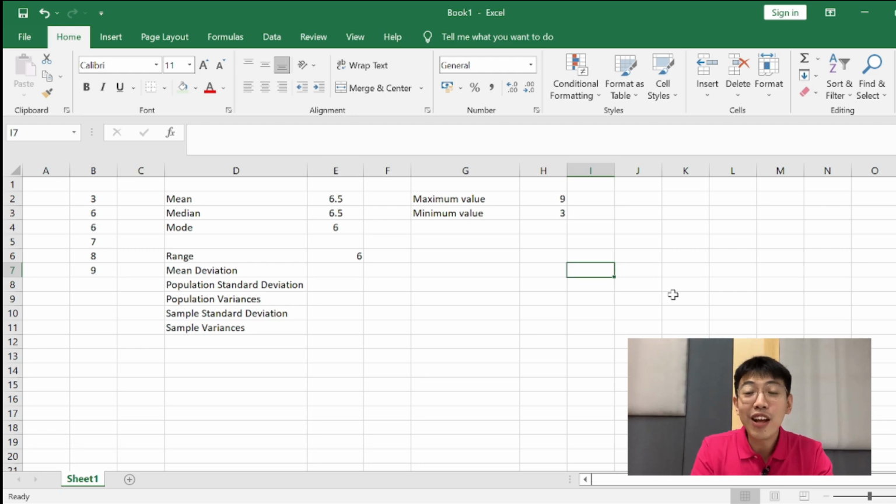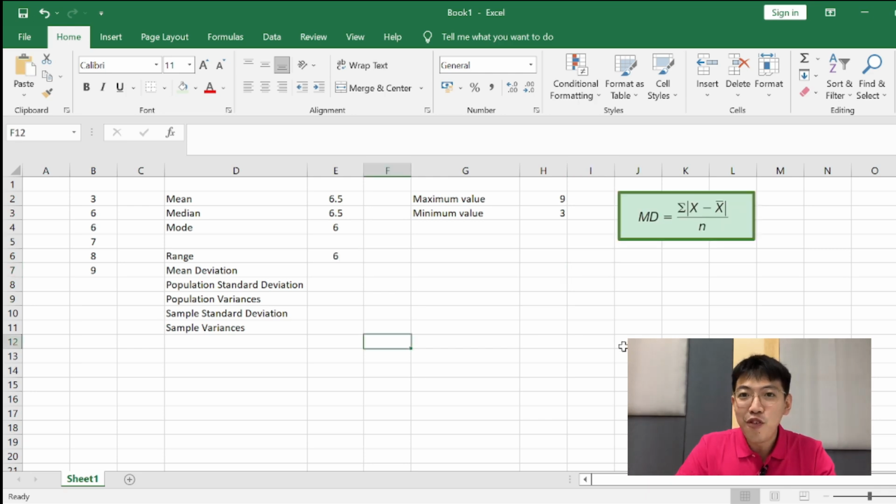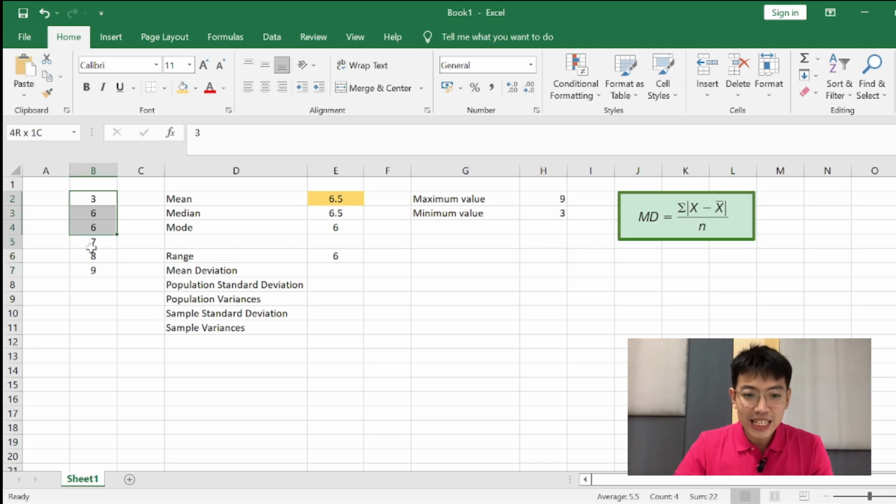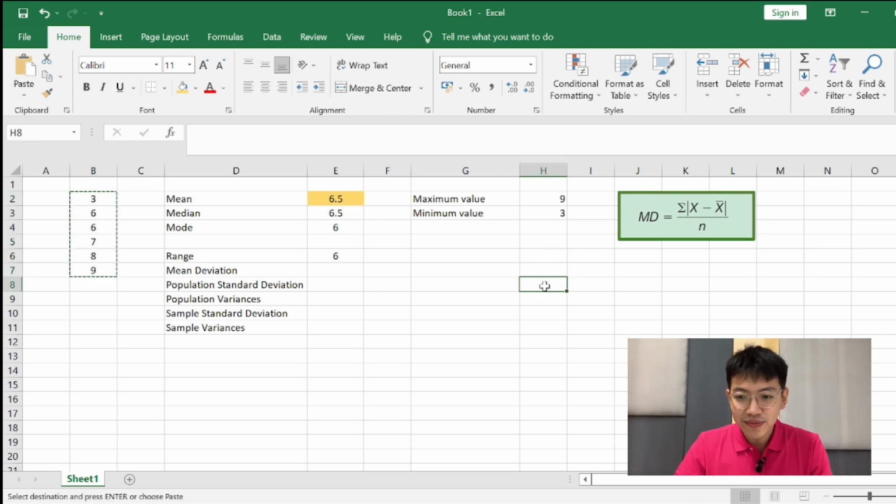Now we need to find mean deviation. There is no direct formula to find mean deviation, so we have to calculate it manually, but using the Excel formula as well. The formula of mean deviation is sigma, the absolute of x minus x bar, divided by n. X bar is the average, which is 6.5.